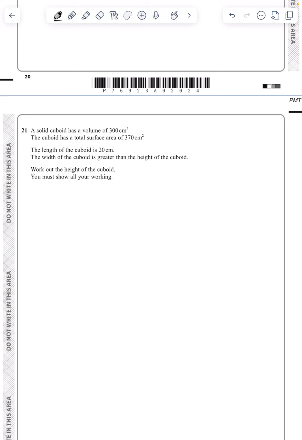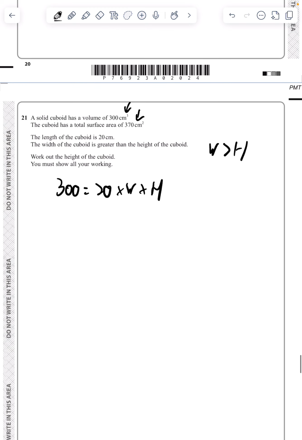That's one. So cuboid, volume of that, I say that, surface area of that, length is that. So 300 equals 20 times width times height. Width is greater than the height. Put that aside. Okay, so let's do 30 divided by 20, so 15 equals width times height.